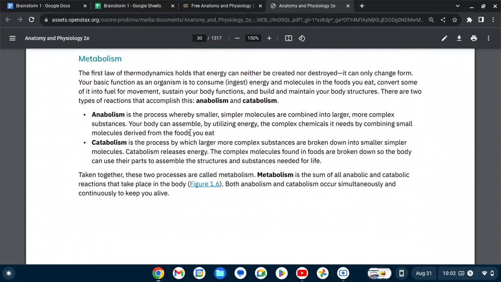There are two types of reactions that accomplish this: anabolism and catabolism. Anabolism is the process whereby smaller, simpler molecules are combined into larger, more complex substances. Your body can assemble, by utilizing energy, the complex chemicals it needs by combining small molecules derived from the foods you eat.